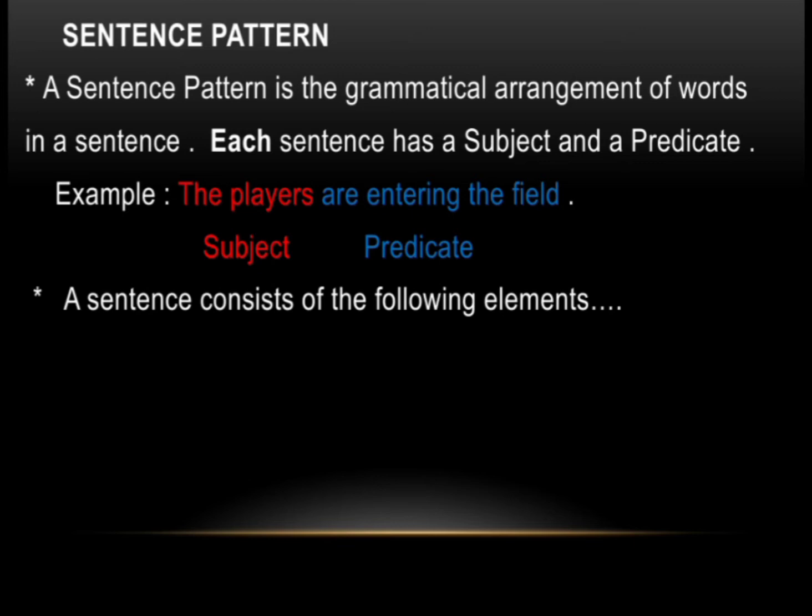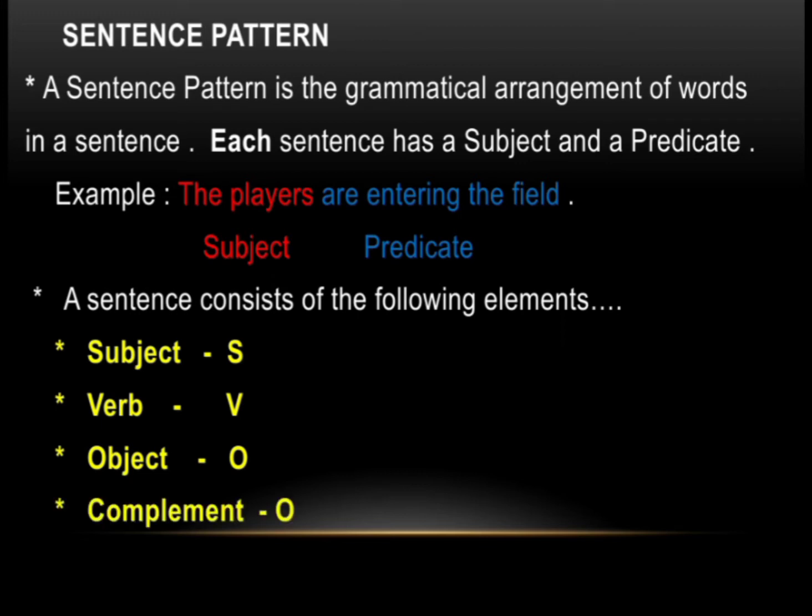A sentence consists of the following elements. Subject, which is denoted by S. Verb, which is denoted by V. Object is denoted by O. Complement is denoted by C. And adjunct is denoted by A.